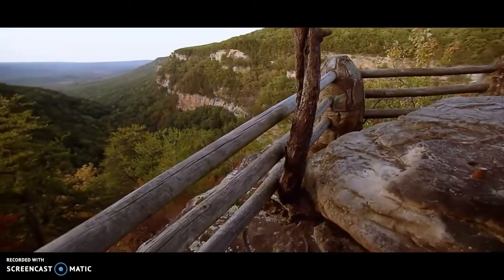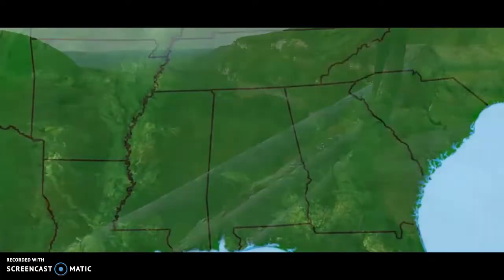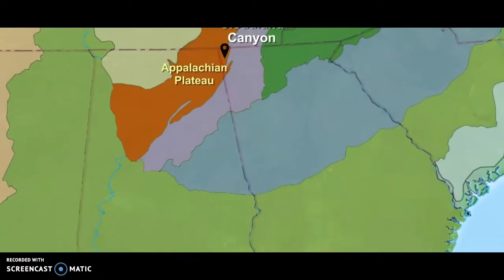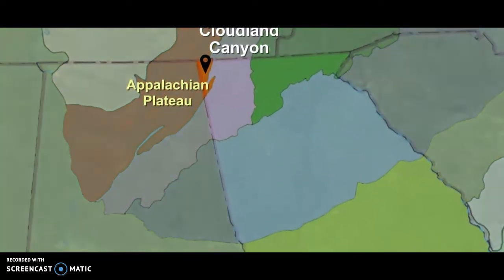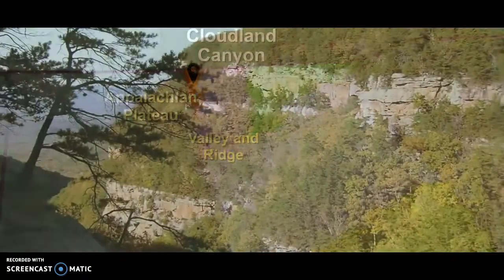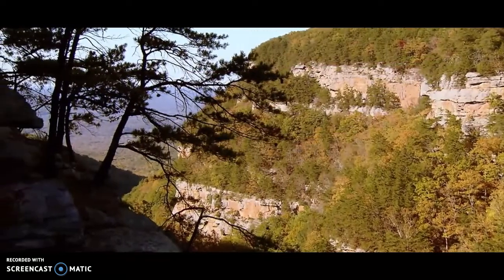We're in Cloudland Canyon State Park. It's in the Appalachian Plateaus. It's in the northwest corner of Georgia, almost into Alabama and almost into Tennessee. We're in the very corner. It's bordered by the valley and ridge to the east and the south, and it's the smallest ecoregion in Georgia.